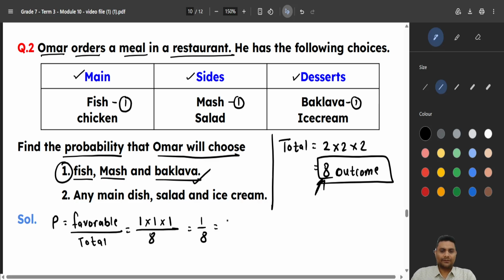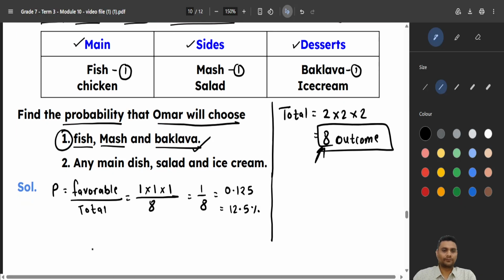When you divide, it will give you 0.125. In percentage, it will become 12.5%. I have already explained how to do it. This is question number 1. Done.